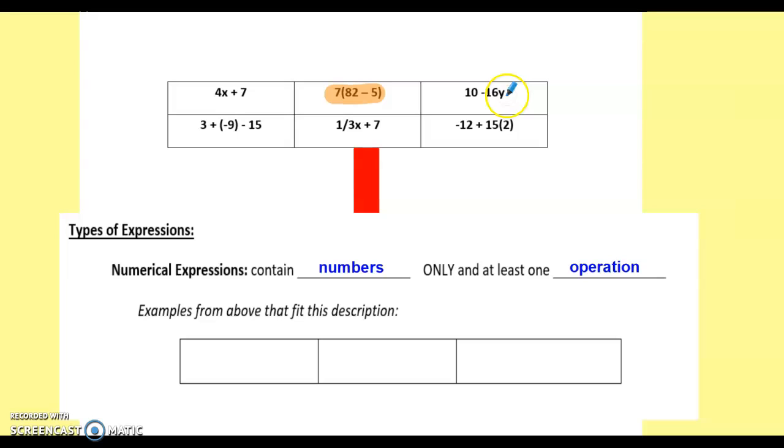Looking at the third example, you should see that y right away. That's a deal breaker. It cannot have a variable. 3 plus negative 9 minus 15. That would be an example of a numerical expression because, again, it only contains numbers and it has operations joining those numbers. Of the last two here, 1/3 x, oh, that's taboo. We can't have a variable. That is not a numerical expression. This last one, negative 12 plus 15 times 2, only numbers and operations. That, again, is a type of expression that is numerical.